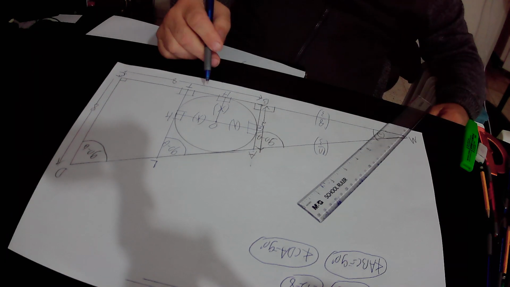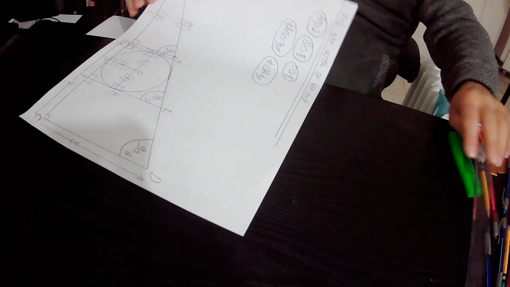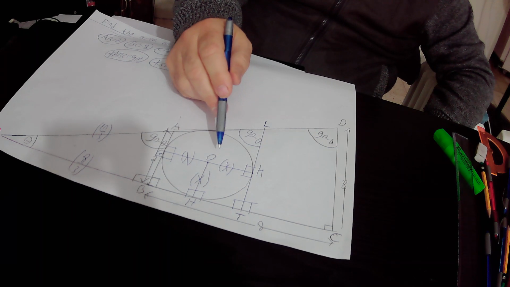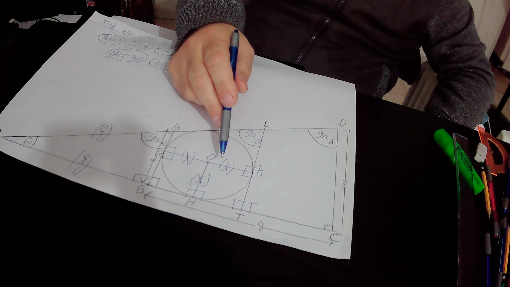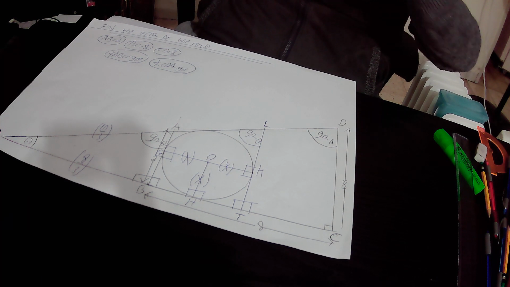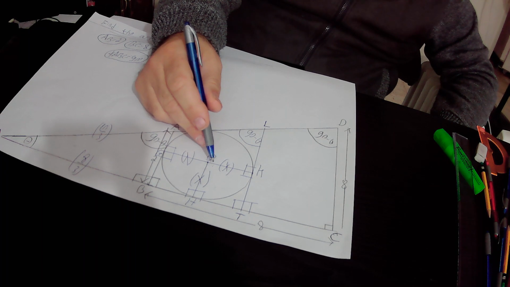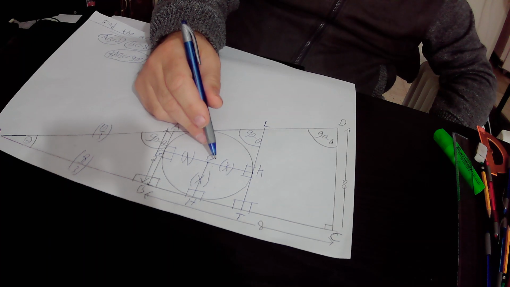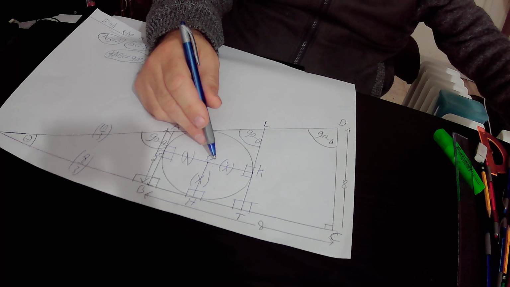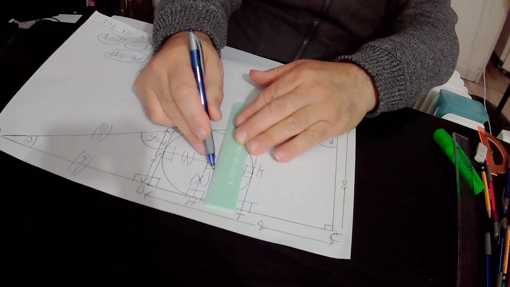We focus on this small quadrilateral OKHT. Inside this quadrilateral, we have 1, 2, 3 right angles. The sum of 3 right angles is 270 degrees, plus the size of this fourth angle. In total, they must be equal to 360 degrees, according to the rule that the sum of the angles in any quadrilateral is equal to 360 degrees. Therefore, the missing fourth angle must be equal to 90 degrees in its size.